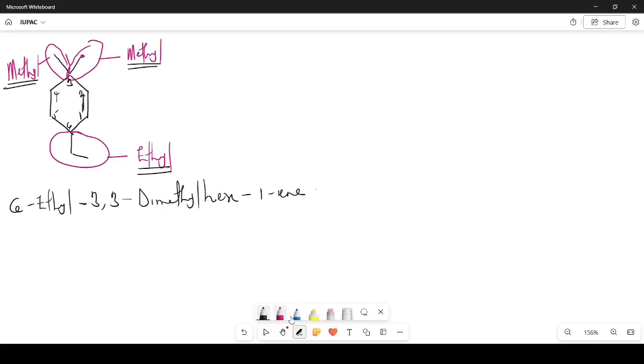So simple as ABC. Now let's take another example. Suppose you are given this type of compound and then you are asked to name. How are you going to name? This is also very simple. So you don't need to disturb yourself over this. Suppose, okay, let me put a double bond here with oxygen, and then let's put OH here.